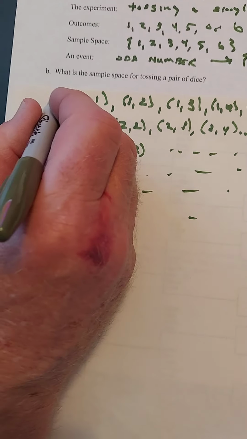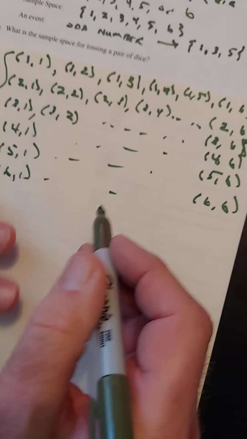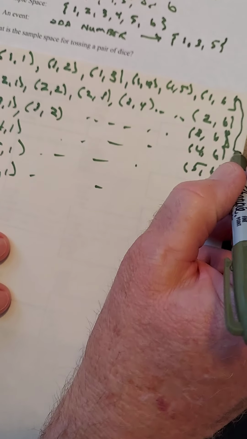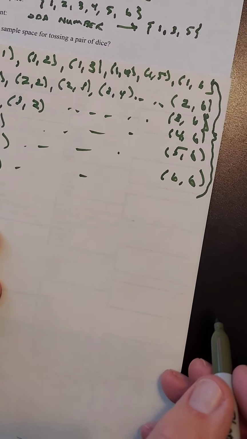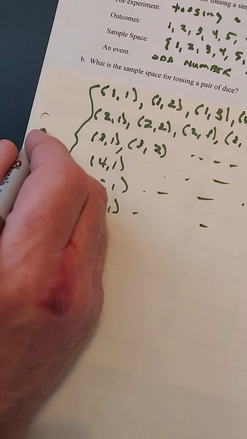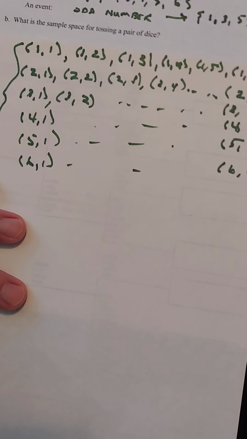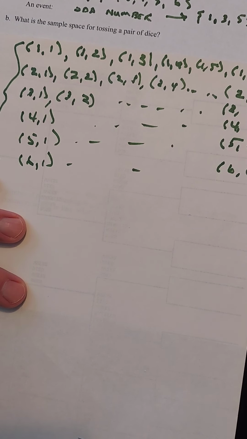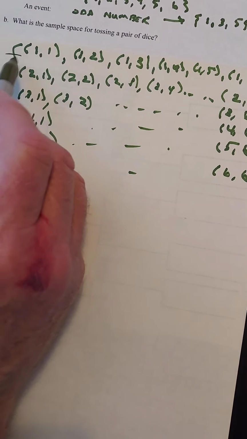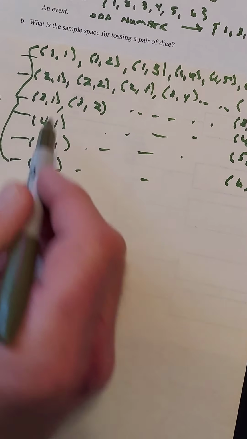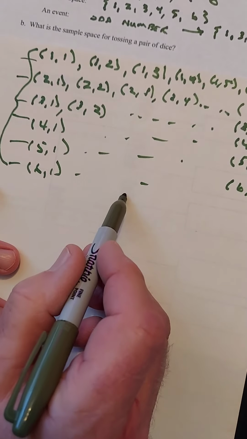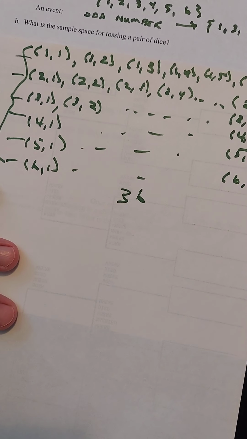So if you put all those together, put braces around it, that whole thing would be your sample space. How many elements are in the sample space? Well, you have 6 rows, and you have 6 columns, so that means you got 36 altogether.